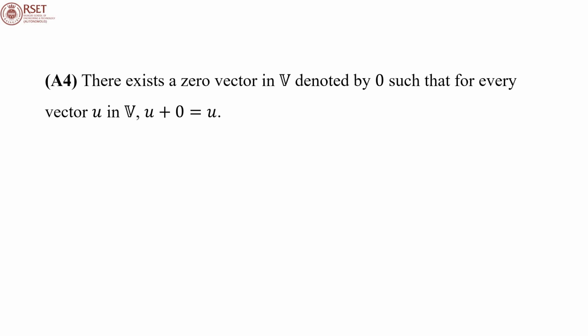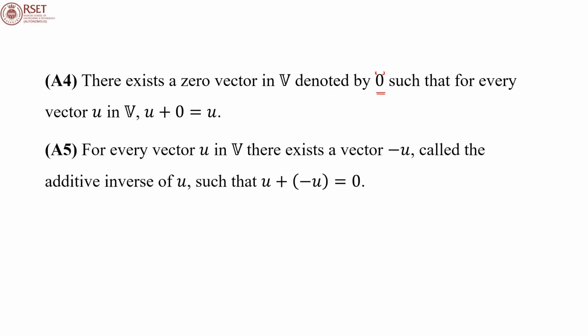The fourth property is there must always exist a zero vector in capital V which is denoted by 0, such that for every vector u in capital V, u plus 0 must be equal to u. Remember, this 0 is just a symbolic representation of the zero vector in capital V. It need not always be the number 0. The fifth property is for every vector u in capital V, there must exist an additive inverse minus u such that u plus minus u must be equal to the 0 vector. So these are the 5 properties under addition.